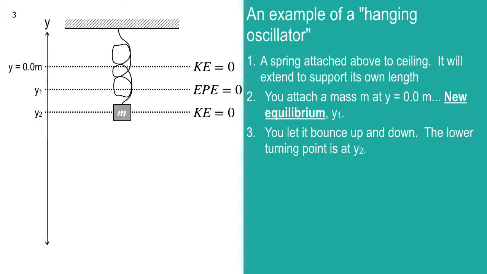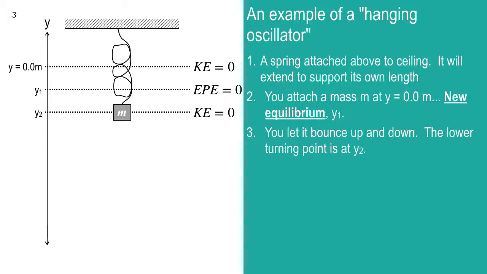It'll oscillate in the presence of no drag or air resistance or friction. It'll oscillate between y equals 0 and y2. And the midway point between those two, by definition, is your equilibrium, because it's a spring. It's an oscillating system. With drag, it would settle down at y1 over time. And so your amplitude.